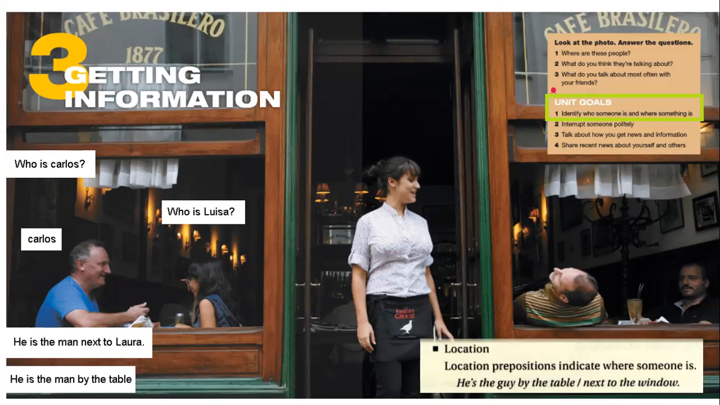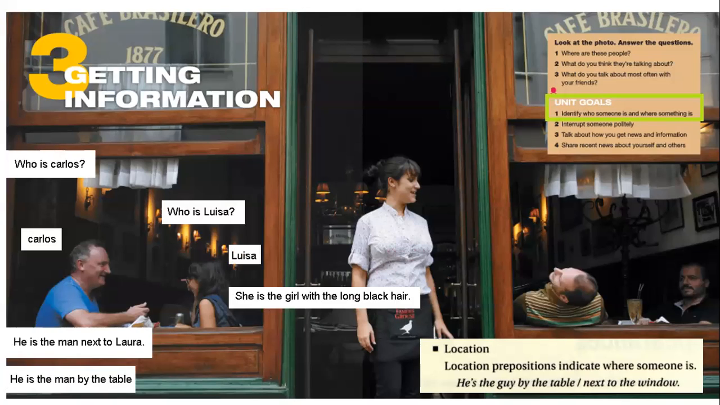Look at this part that says here. Location prepositions indicate where the person is. So you can say, for example, he's the guy by the table or next to the window. Look at this example, we have Carlos. Who is Carlos? Carlos is the man next to Laura, or he is the man by the table. Is that clear? Yes, teacher. Look at the next example that I'm going to share right now, friends.